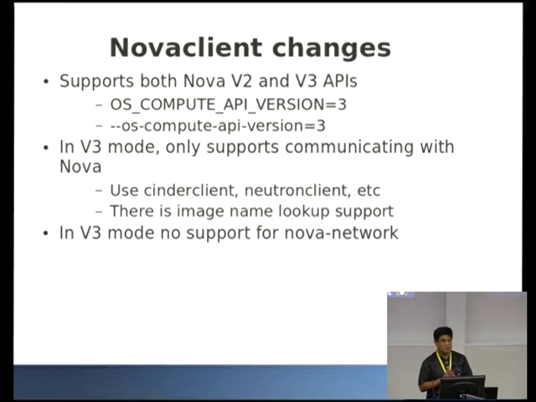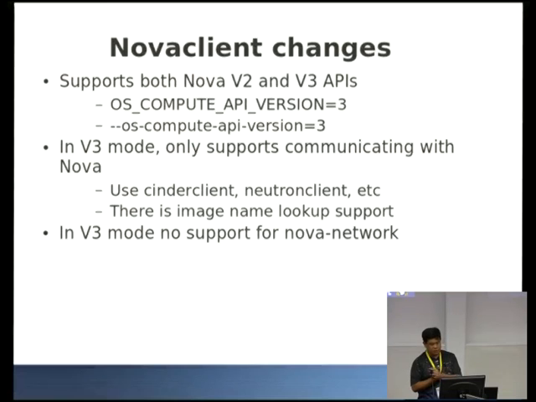So, Nova client changes. Most of this has landed already. There's probably only about 4 or 5 more patches to come. It supports both the V2 and V3 API. If you want to enable V3 support, you have to use either V2 or V3; you can't have both at the same time. There's a couple of flags, either environment or command line flags, you can use to enable it.